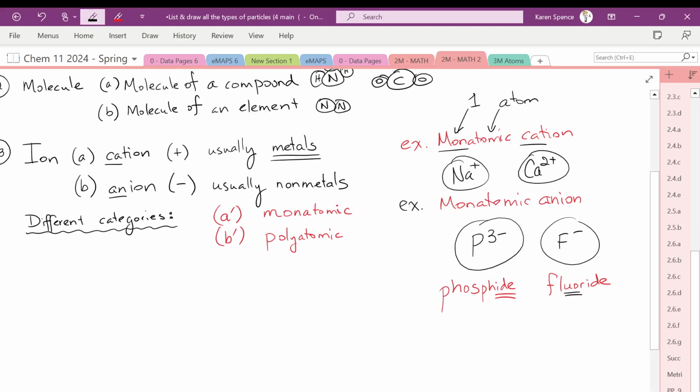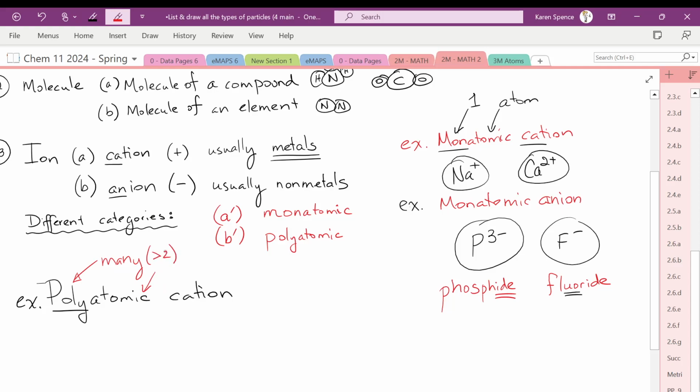What if we had a polyatomic ion? You don't have to give me actual polyatomic ions. You might not know any of them at this point, but if you do, you can let me know. Polyatomic cation. What would that look like? You don't need to know specific elements, but what would I do? Poly means many. So how many atoms do we have? Many. In other words, 2 or more atoms, greater than or equal to 2.